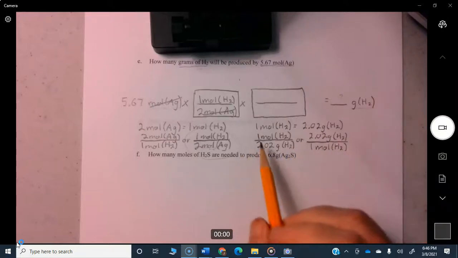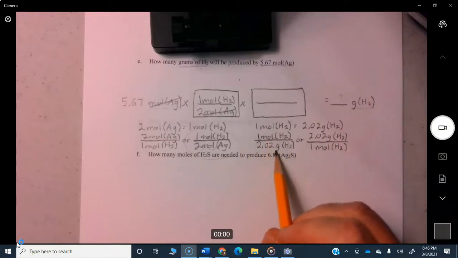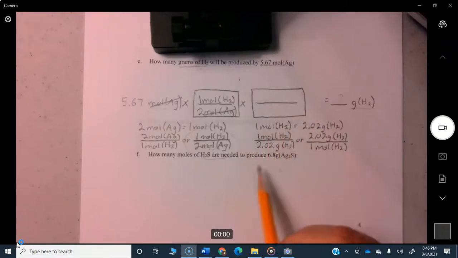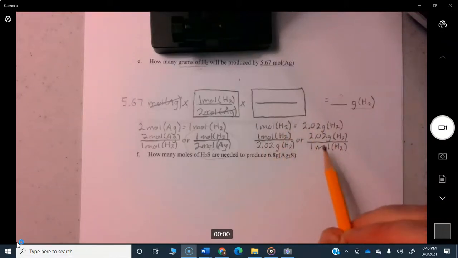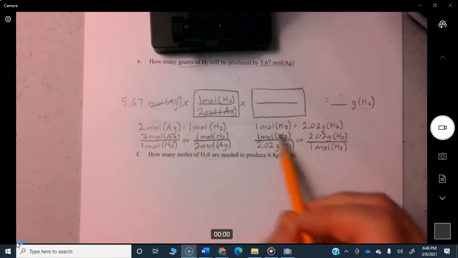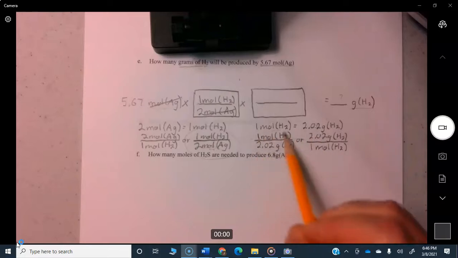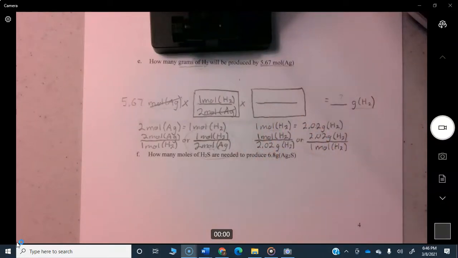Okay, so again, I wrote two true statements. There's 1 mole of H2 for every 2.02 grams of H2. That's what this equation says. Or there's 2.02 grams of H2 for every 1 mole of H2. That's also what this statement says. So again, now ask yourself, which one of these two ratios do you put in that box? Think about it. And the answer is this one.